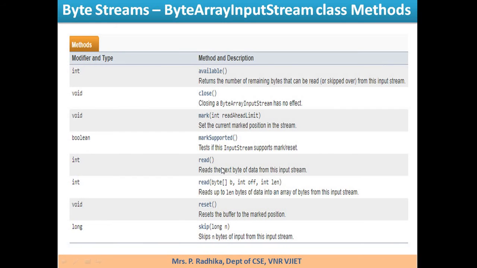Read method reads the next byte. And if at all you want to read directly some sequence of bytes, you can use this method by using offset and length. And then reset method resets the buffer to the marked position. If at all you want to skip, then you can go for skip of long n. So this skips n bytes of data from the input stream.